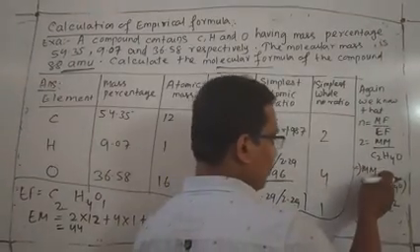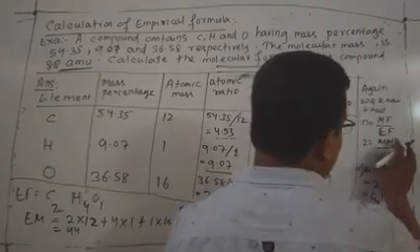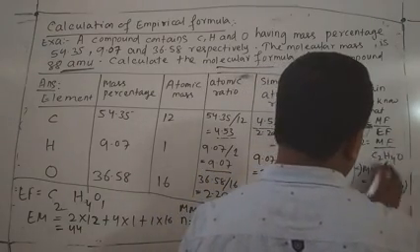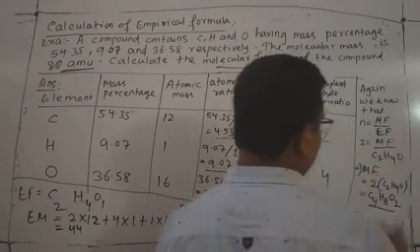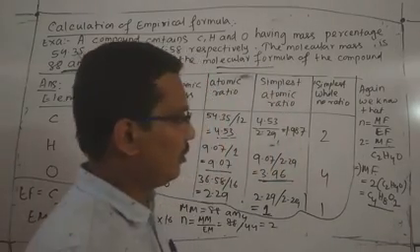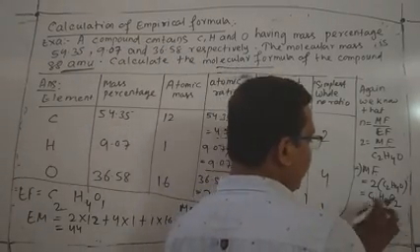Molecular mass, this is the molecular formula. Molecular formula is equal to 2 into C2H4O, which is C4H8.